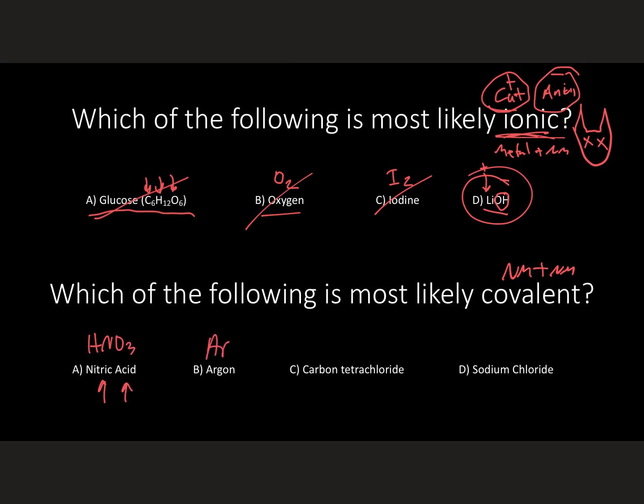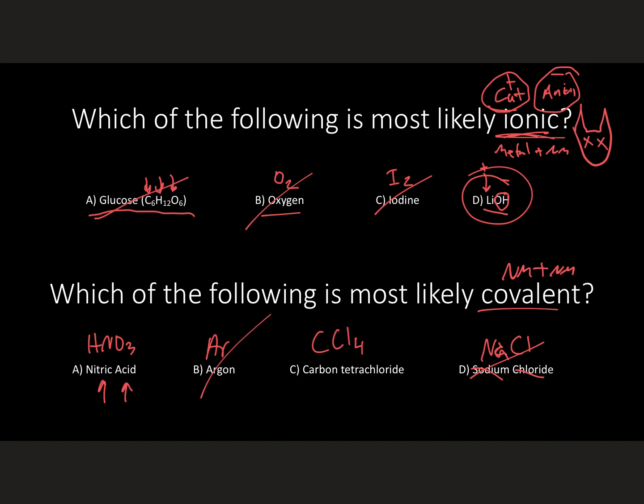Argon, it's just an element. Carbon tetrachloride, like so. Sodium chloride, NaCl. That's a metal. Non-metal, definitely not that one. That's not covalent. Argon's just an element, so there's nothing interacting there.